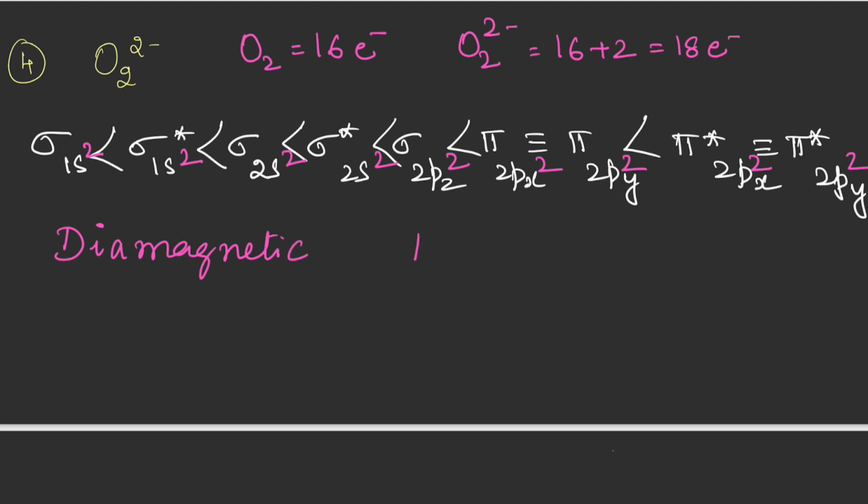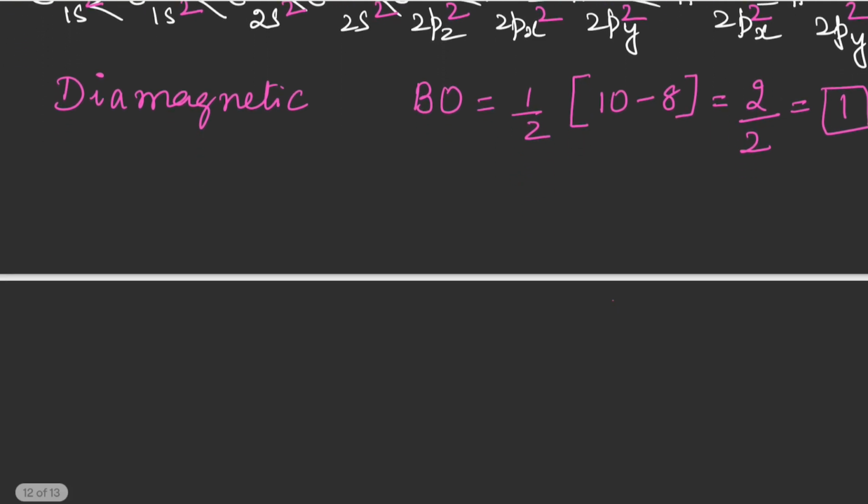So now let us calculate the bond order. Bond order is equal to half into the number of electrons in the bonding molecular orbital, which is 10, minus the anti-bonding molecular orbital electrons, which are 8. So 10 minus 8 is 2, divided by 2, which is equal to 1. So this is the bond order.